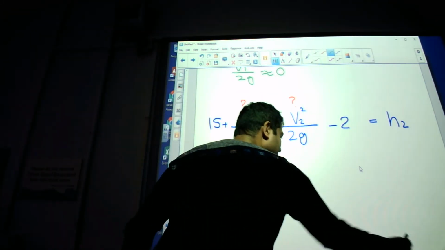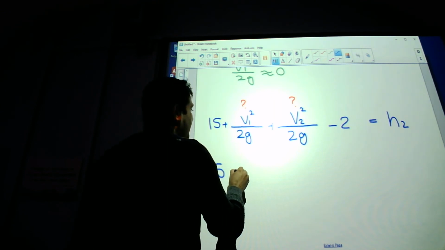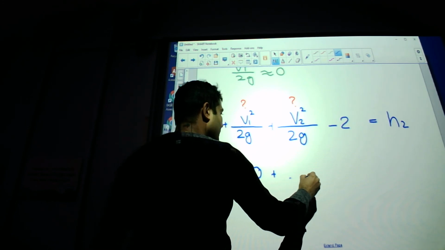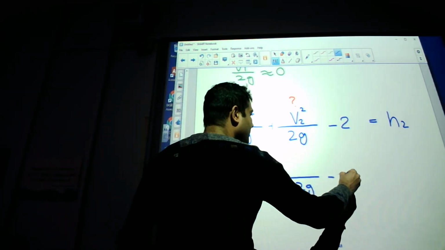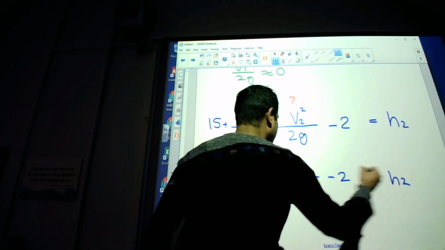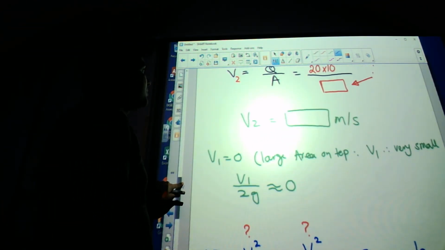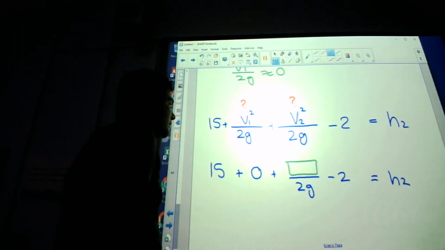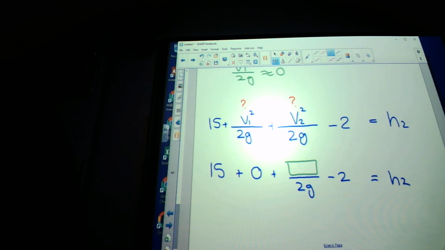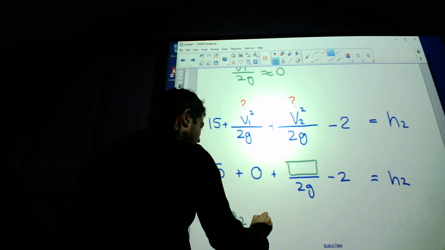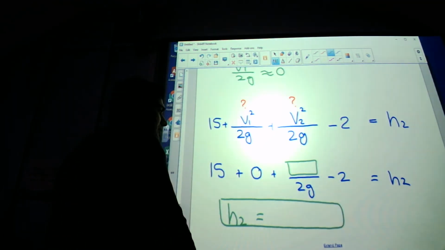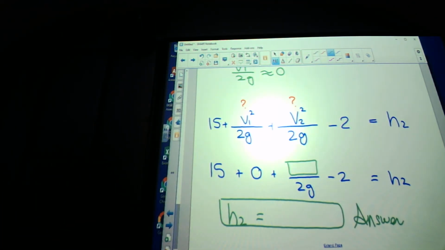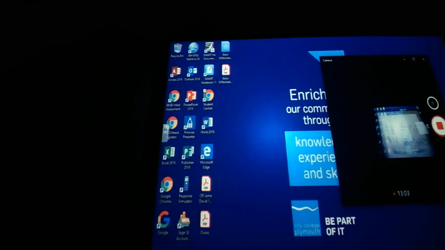So the 15 remains here. That thing is a 0. This thing over 2G minus 2 equals H2. Now what should I put on this one? I need to put that green box here. And then I just use my calculator and I will get my answer. That's it. Let me save the video. Oh, that's very long.